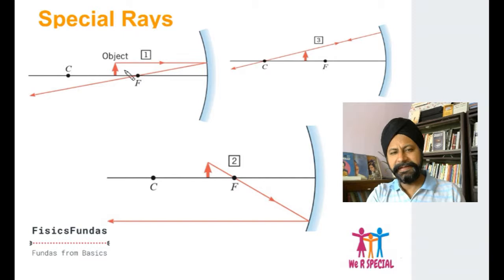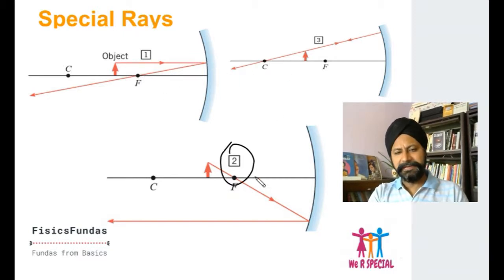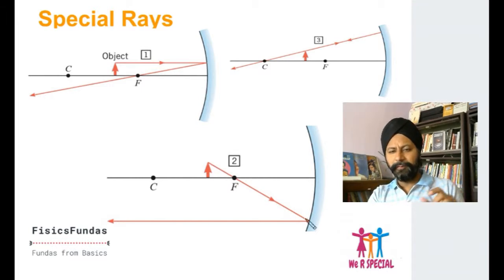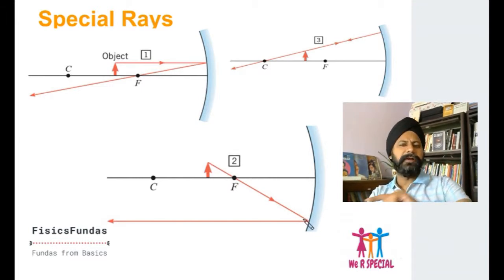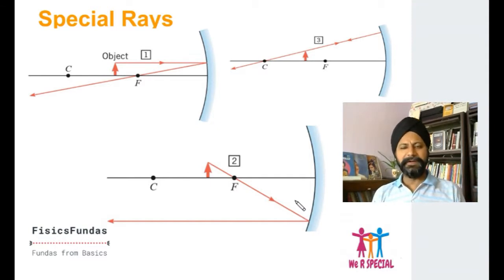So no measurements needed, a parallel ray goes to the focal point. The second special ray was this: a ray of light that goes through the focal point, after reflection, will go back parallel to the principal axis. So exactly opposite there. And that goes well with the principle of reversibility of light.